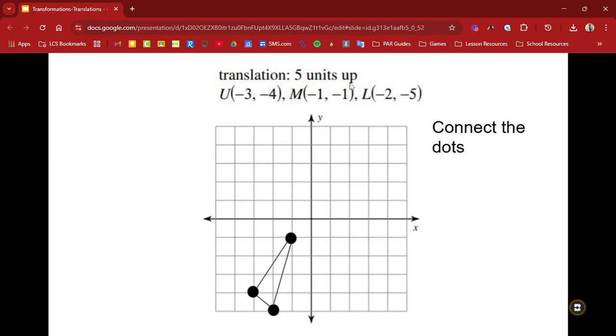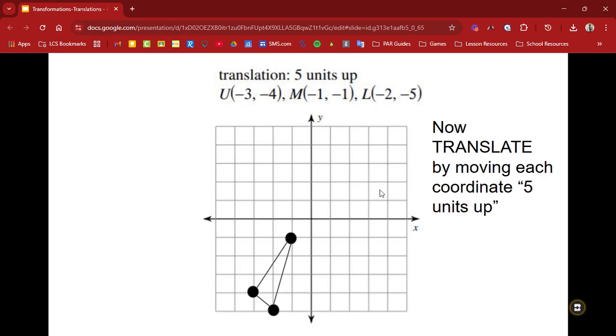However, I still have to translate them all 5 units up. So when we translate it 5 units up with each single dot, this is what our ending image, or our new image, should look like. Because I went 1, 2, 3, 4, 5. Same thing here, and then same thing there. This is it.